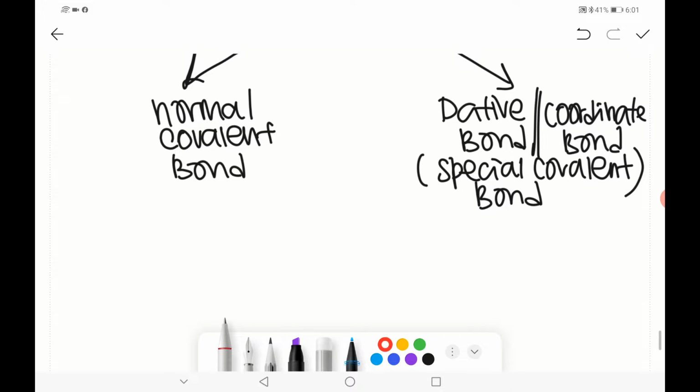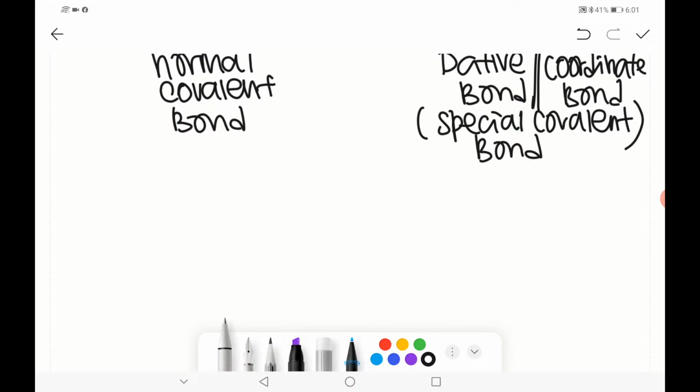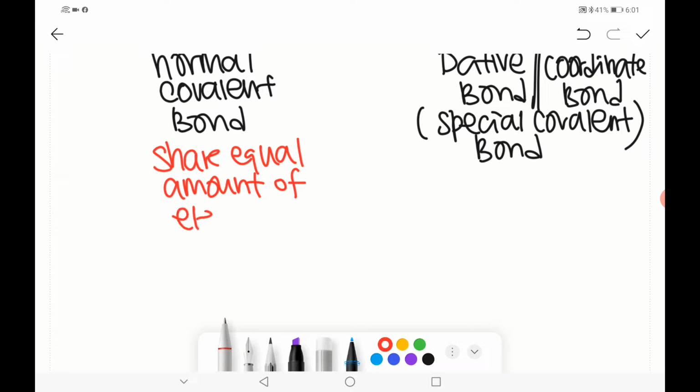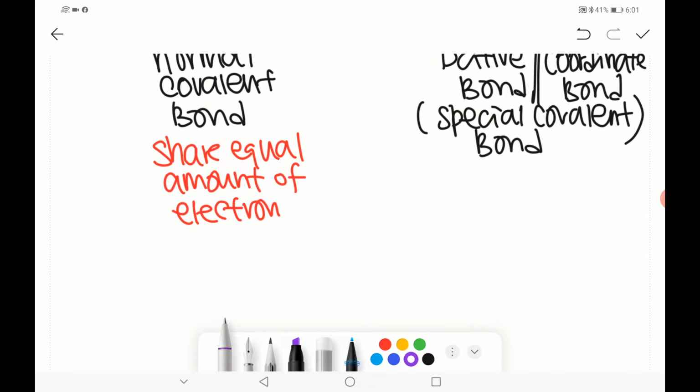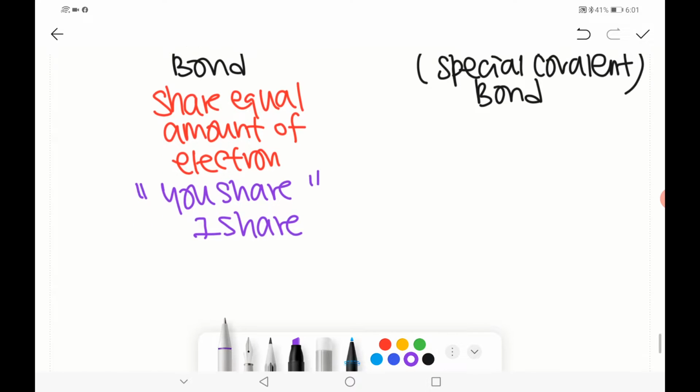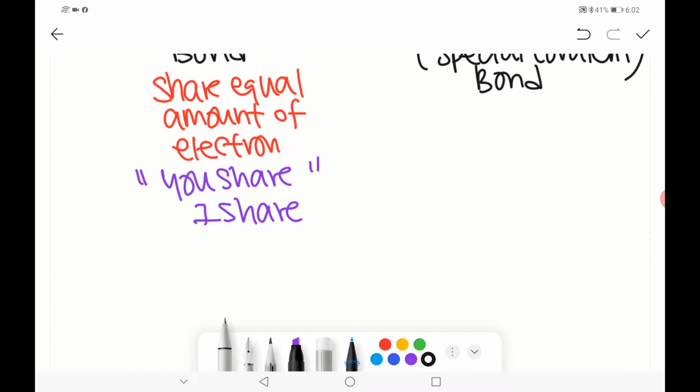For normal covalent bond, we know covalent bond needs to share electron. When you come to normal covalent bond, you must share the equal amount of electron. What does it mean by share equal amount of electron? A simple way to remember is: you share, I share.